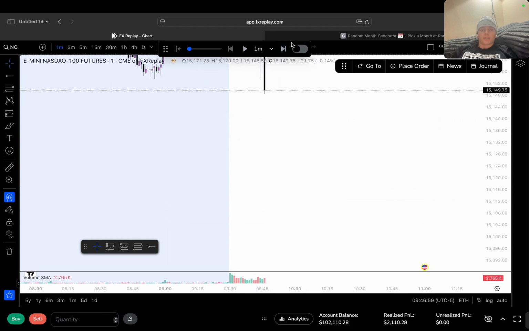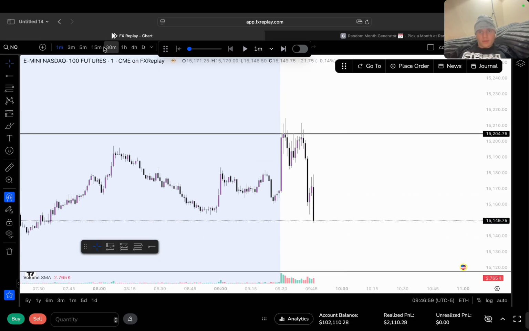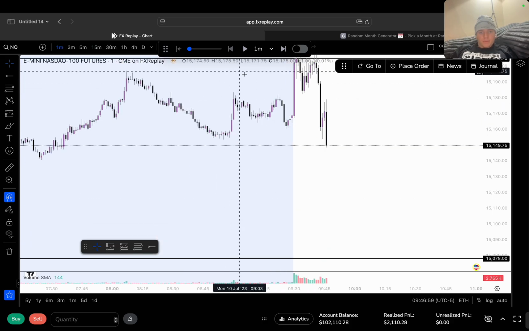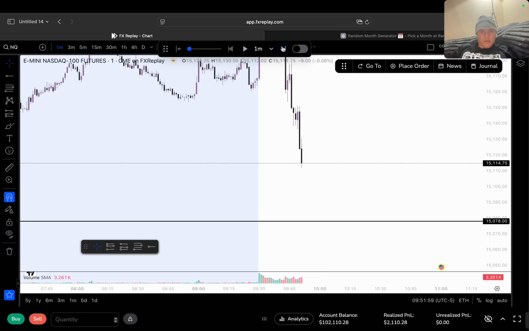Alright, we might get it. See if it tapped into anything there. Okay, tapped into that. So honestly, I like that rejection off the 4 hour, 1 hour fair value gap there. Kind of strengthens my bias for shorts here. See if we can get an entry.